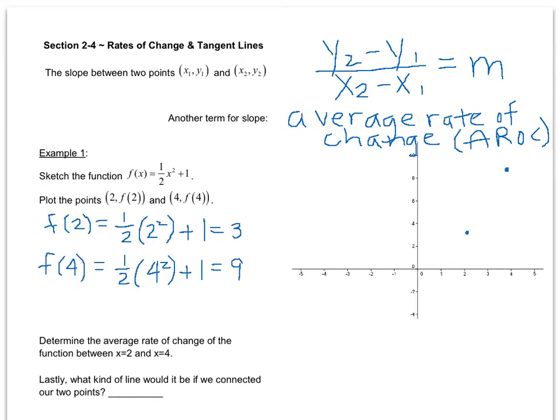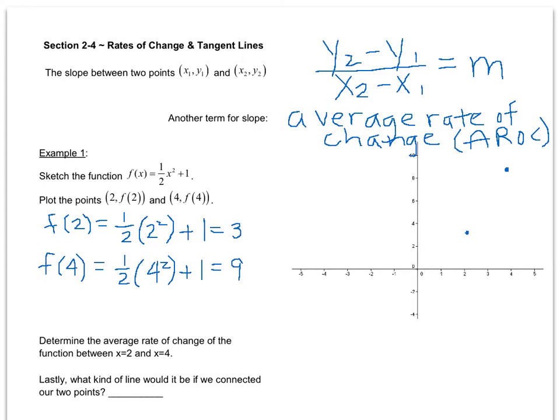Okay, so I plugged in x equals 2 into the function, and I get a y value out of 3, which makes the coordinate point 2 comma f of 2 equal to 2 comma 3. Additionally, for 4 comma f of 4, I plug in the x value of 4 into the function, and I get out a y value of 9. So I've plotted these 2 points here. Here's 2 comma 3 and 4 comma f of 4.